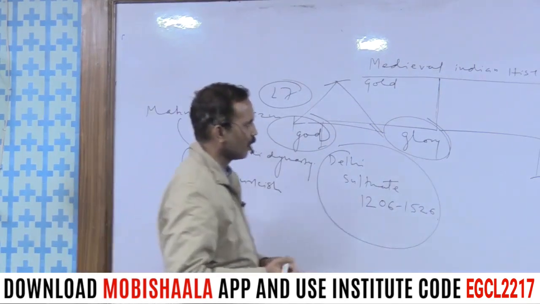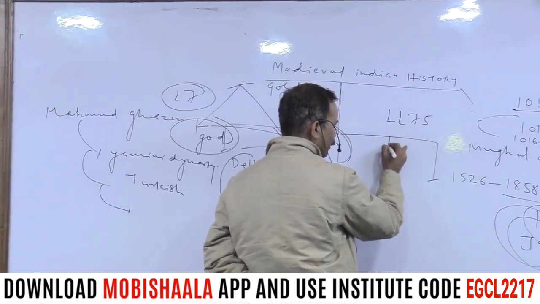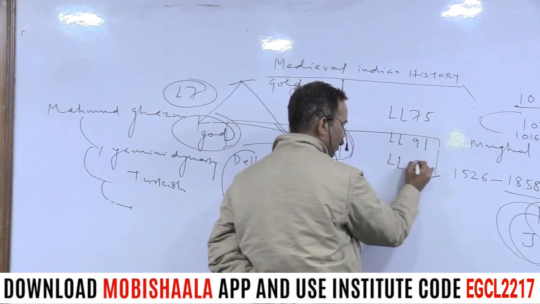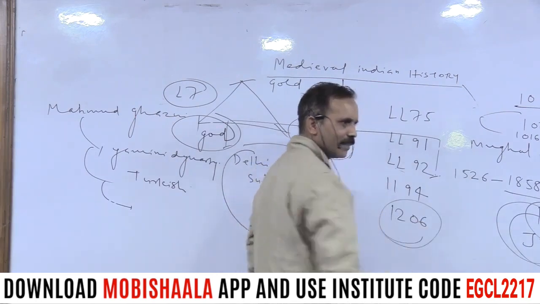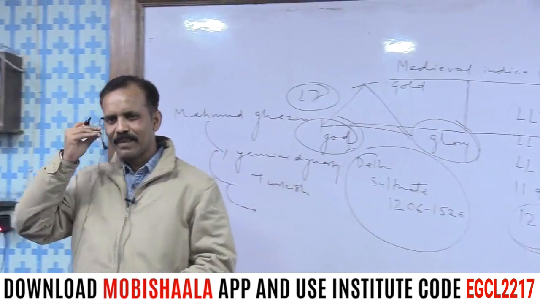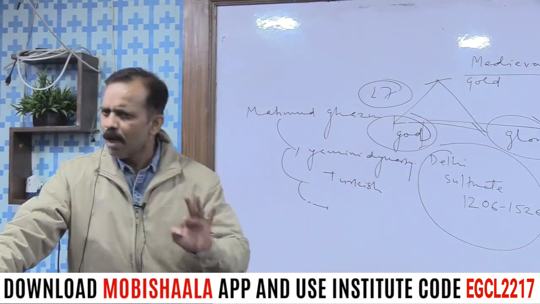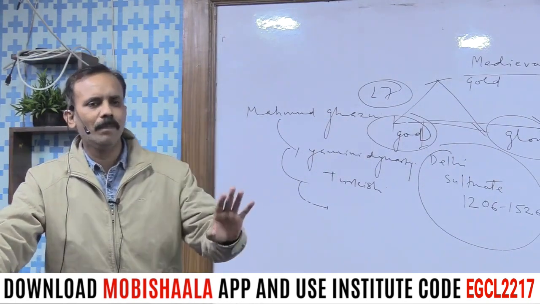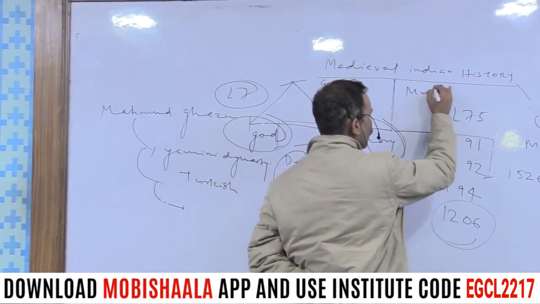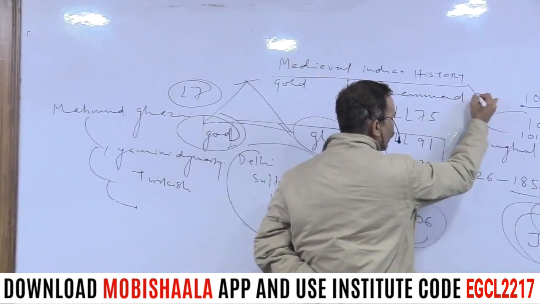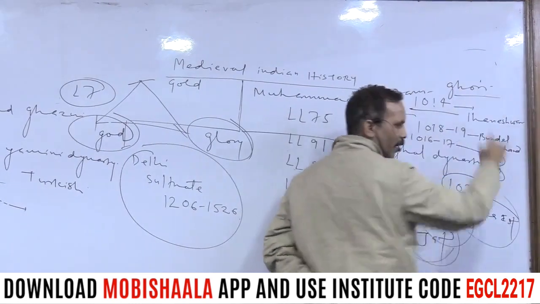Next point. This is 1175. This is 1191, 1192, 1194, and then the foundation of the Delhi Sultanate. The man was Muhammad Ghori, also known as Muhammad bin Sam.